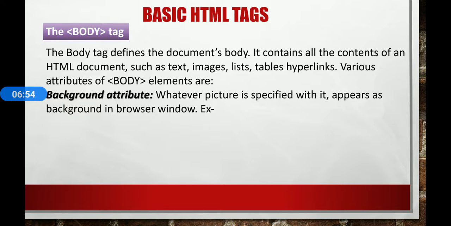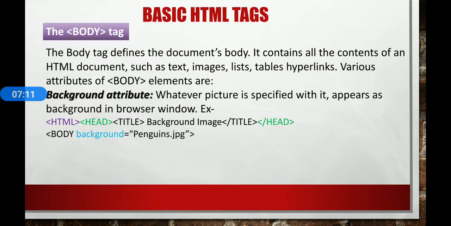When you use the background attribute, whatever picture is specified with it appears as a background in the browser window. For example, here the HTML, then head, then in title given the background image, then title close, then head close. In the body, we have specified the image penguin.jpg. Then in body, the sample web page with the background image. This is a text that appears on the browser window, and body close, then HTML close.